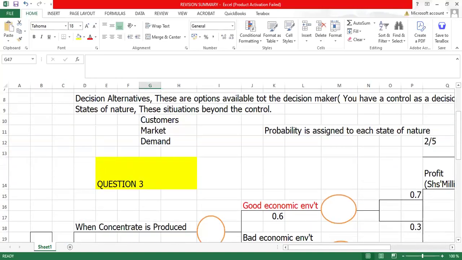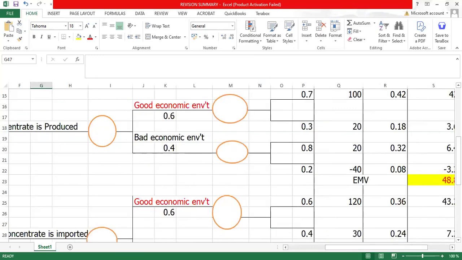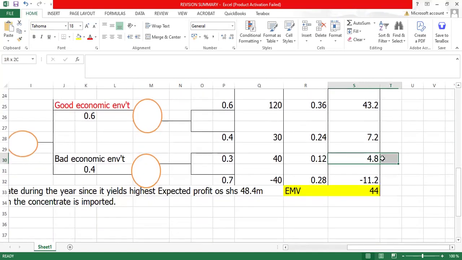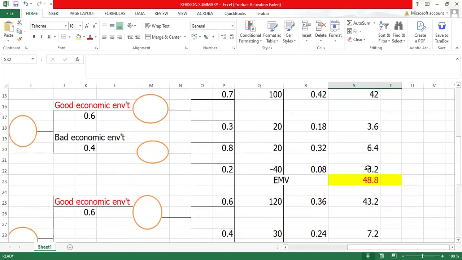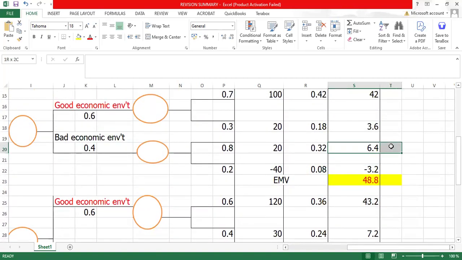Then next, bad economic environment, bad time. Also observe. Here you have 6.4, you have negative 2.2, negative 3.2. Then down, you have 4.8, then negative 11.2. Which one is higher? 6.4.